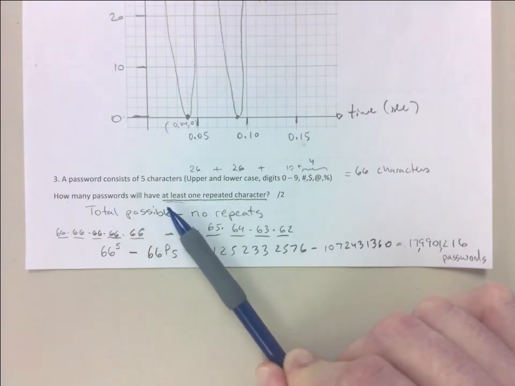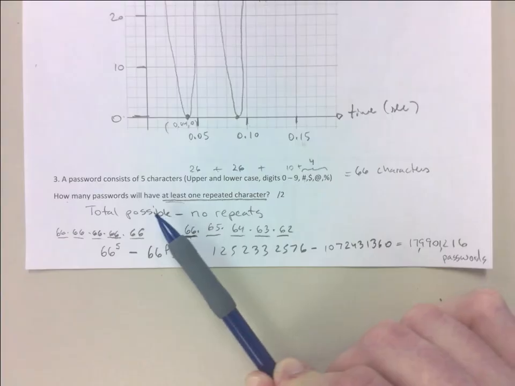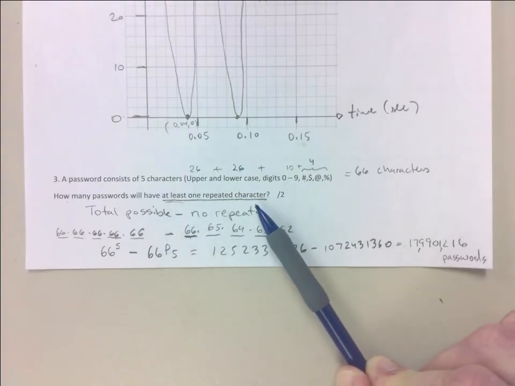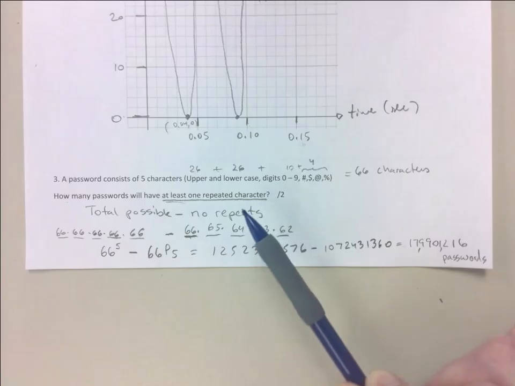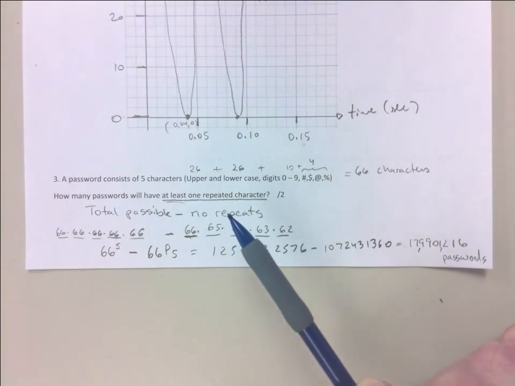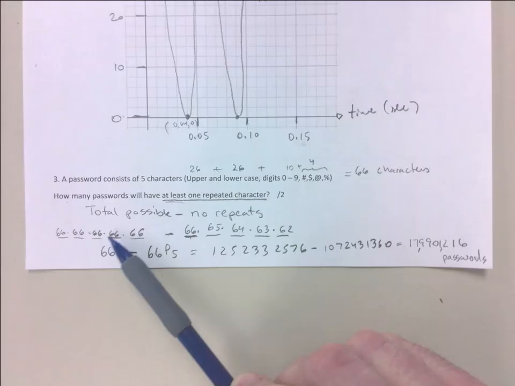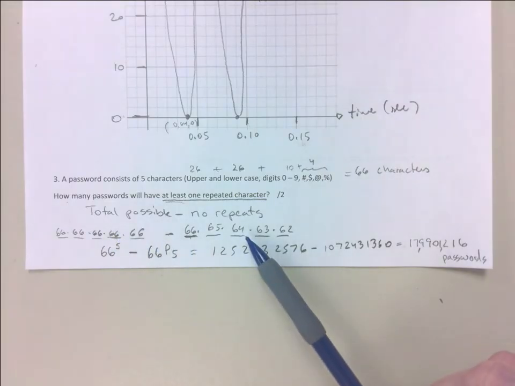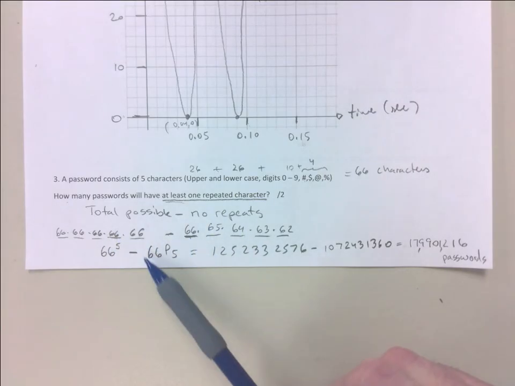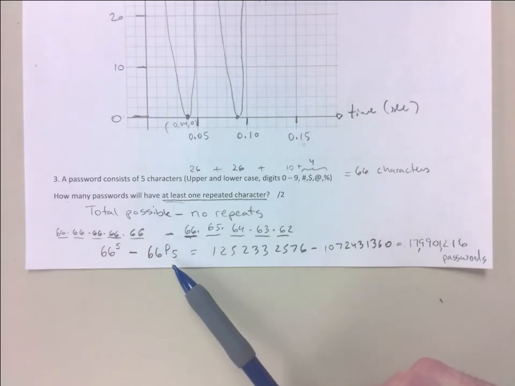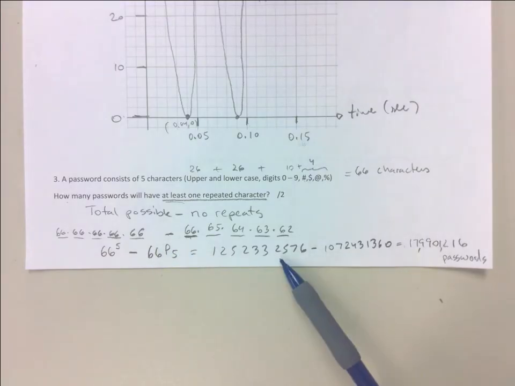But it adds another layer with saying how many have at least one repeated character. So that means there could be one repeated character or more. So we go total minus no repeats. Like these passwords right here have not a single repetition. So you remove them from the total to leave you with everything else, right? 1 repetition, 2 repetition, 3, 4, whatever. That's what you're left with, okay? So that's that.